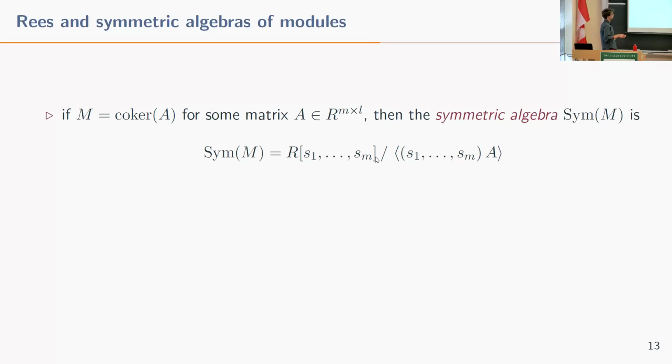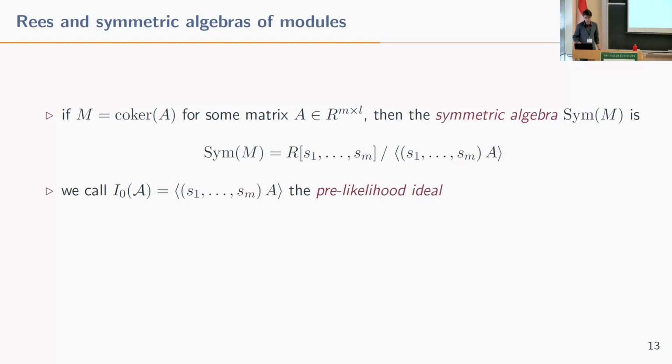And this might also already be a bit suggestive here that I've written these s_i. And then here, what is this ideal? Well, I have a row vector of s_i, and I multiply it with my matrix A. And then I get, again, a row vector with linear entries in the s_i. And I take each entry here, and these are the generators of my ideal. And because this ideal will appear many times, I call this the pre-likelihood ideal.